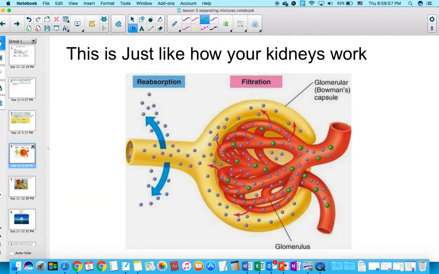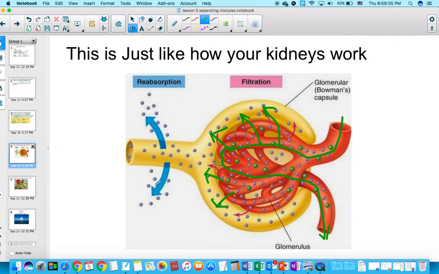Another example of filtration at work is our kidneys. Our kidneys are filled with these things called glomeruli. You don't need to know that fancy word, but essentially what happens is blood flows through here, and the kidney's job is to filter our blood. Materials move out of the bloodstream while the blood just moves on by. The blood cells are too big to move into this part of the kidney, so they just move on by and flow out, while waste products and water move out into the kidney.